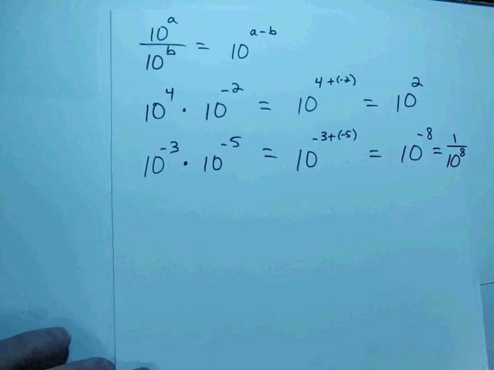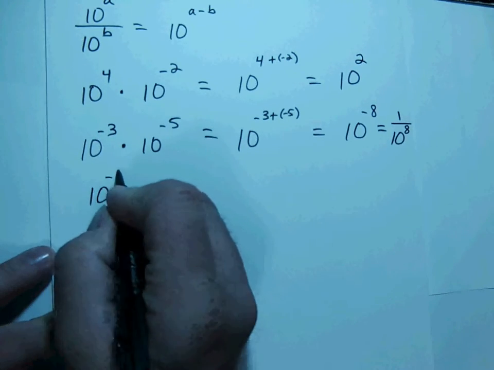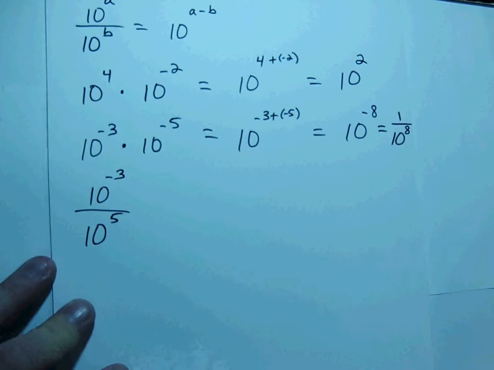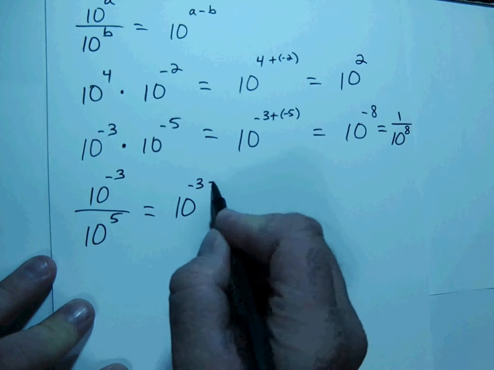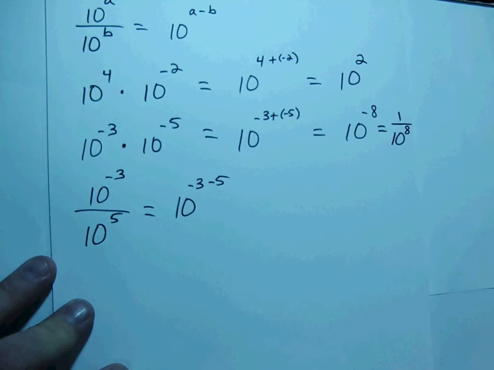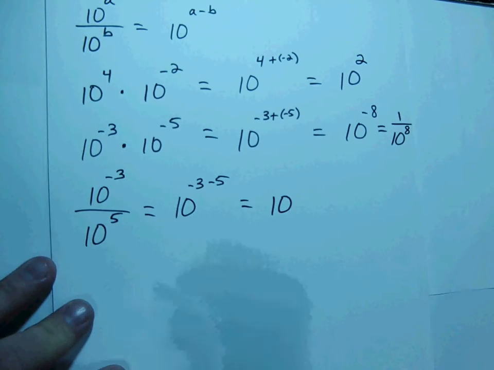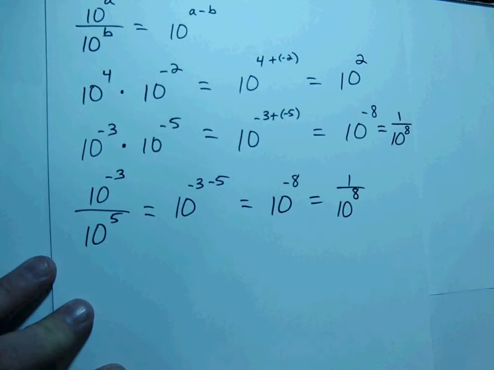Okay, let's do a couple divisions now. What if I have 10 to the negative 3rd divided by 10 to the 5th? Well, my rules for division say I'm going to subtract the exponents. So that's 10 to the negative 3 minus 5. And what is 10 to the negative 3 minus 5? It's actually 10 to the negative 8th power. And as we just saw above, this one happened to be the same. I'm just pulling these out of the air. 1 over 10 to the positive 8th power.